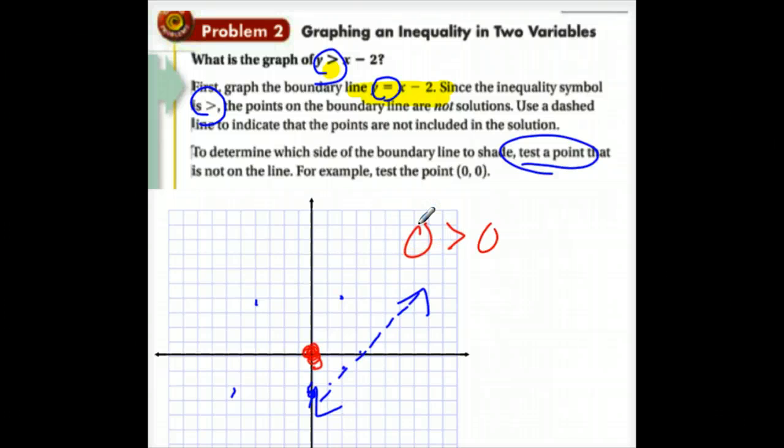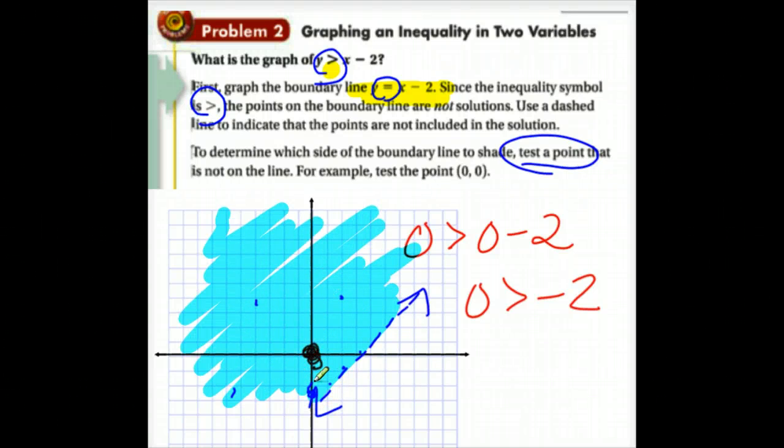0 is greater than 0 minus 2. 0 is greater than minus 2. 0 is bigger than negative 2. So that means that on my graph, the side of the line that 0, 0 lands on, everything is a solution: the left and up side of this inequality line.